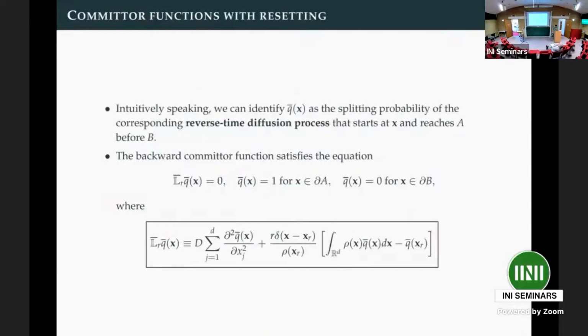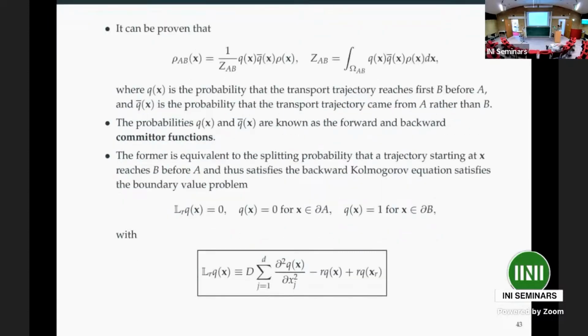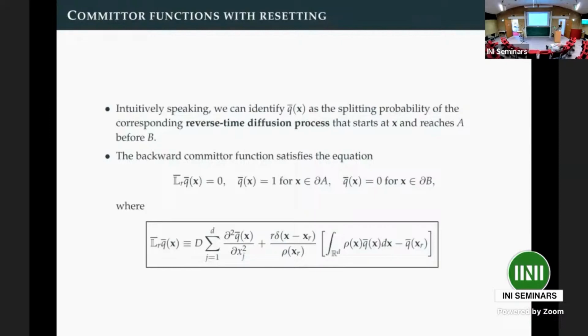So just to show you that things are quite different, this is the boundary value problem for the backwards committor function, Q bar, when you look at the reverse time diffusion process with resetting. It took a bit to derive this. It's certainly very different from the forward equation. There are all sorts of extra terms that come up here. I think that in its own right that's interesting to study, because I don't think people have looked at that reverse diffusion process of resetting within this context. So that's of interest in its own right.